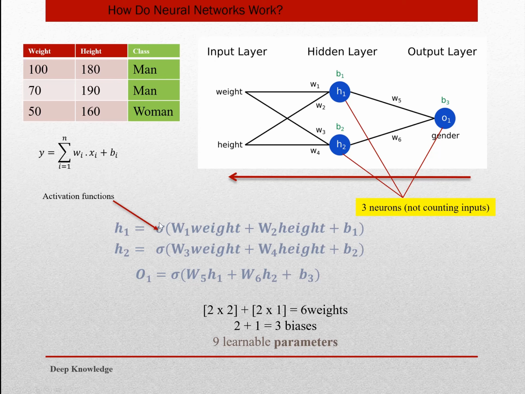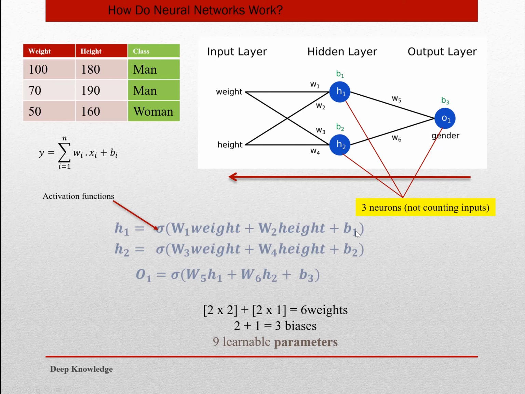Let's see. An activation function tries to squeeze the values of the output of this formula between, let's say, 0 and 1, or maybe only positive values, or maybe between -1 and +1. We will explain this in detail. And this H1 and H2 are neuron 1 and neuron 2.